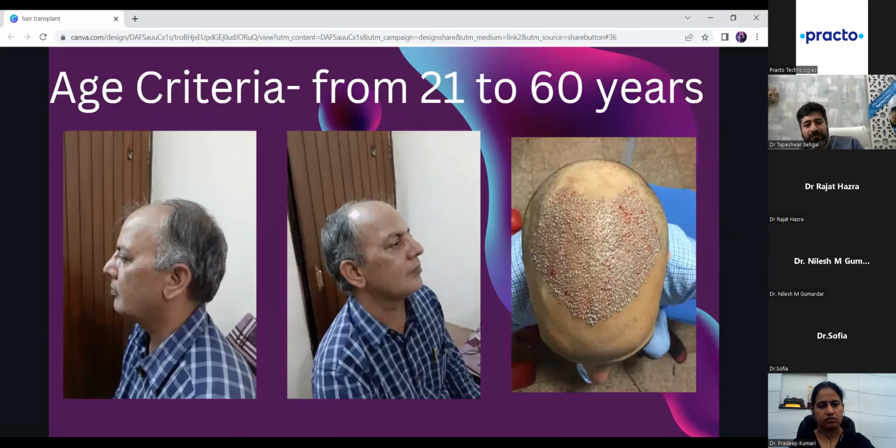Age criteria has been relaxed a lot. We have done this from 21 years up to 60 years of age. Around 50 years, we have done many patients, but post 50 years, patients usually have less excitement to get a hair transplant. But the youngest we have done is 21 years.